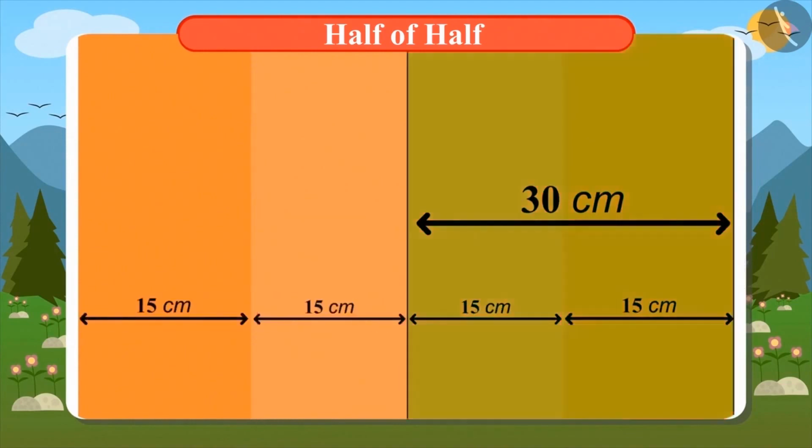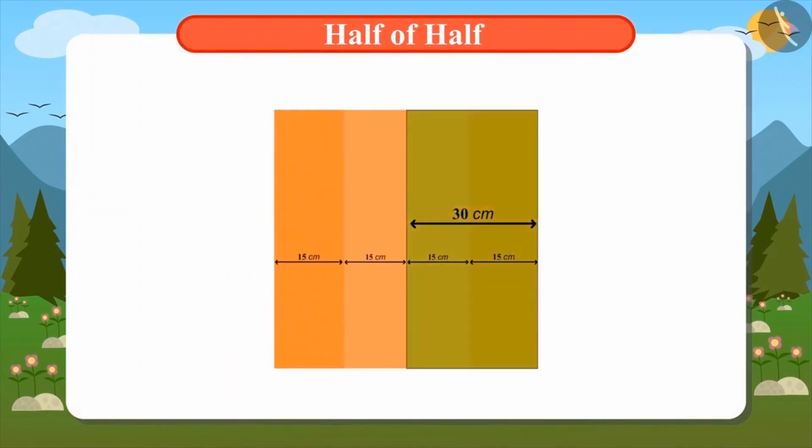Yes, now look here. This part is half of this paper. When we divided this half into half again, we got this part. Now this half of half part is called 1/4 part of this paper. Okay, now this paper is divided into four equal parts and each part is 1/4 part of the whole paper.